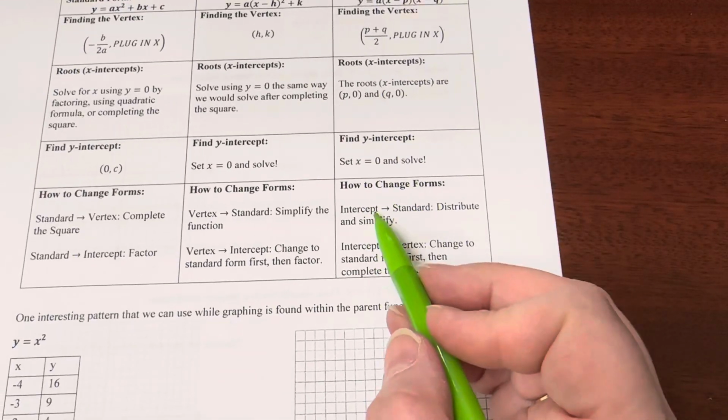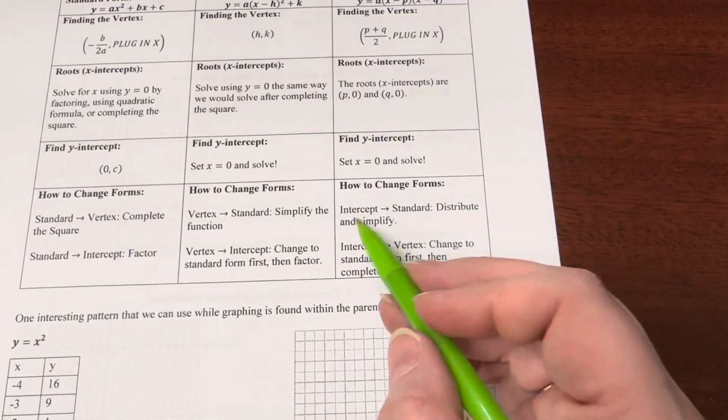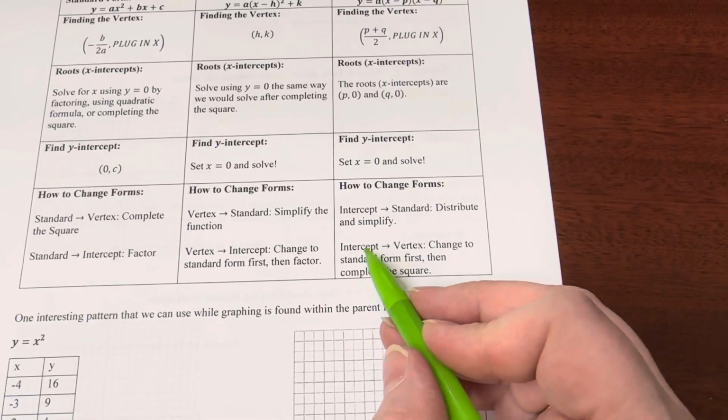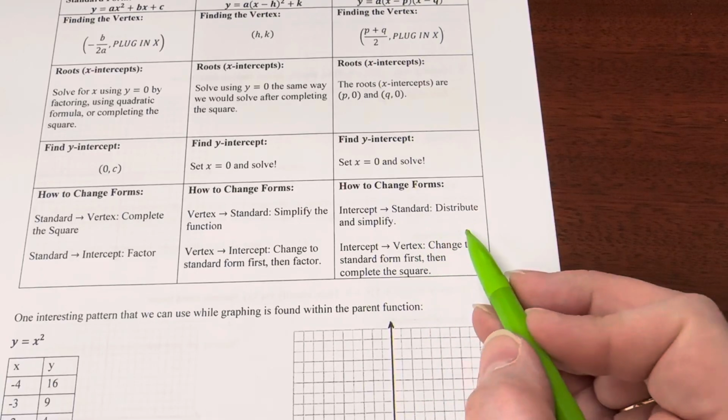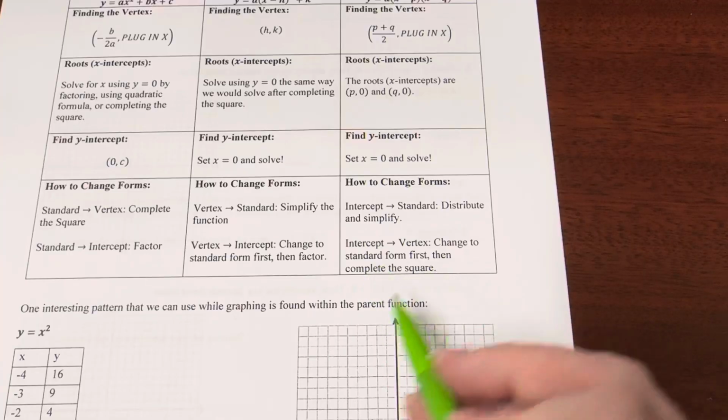Now, if we want to change forms, if we don't want to stay in intercept form and we want to go to standard form, then we simply use our distributive property and simplify. Now to go from intercept form to vertex form, it's just as complex as going from vertex to intercept. We would have to change to standard form first and then complete the square.